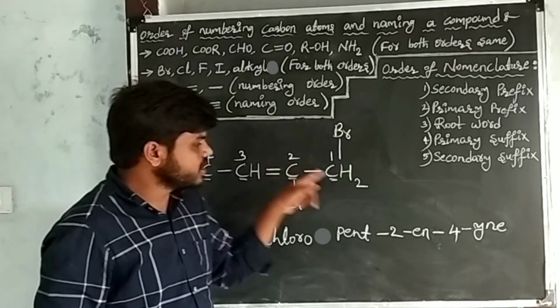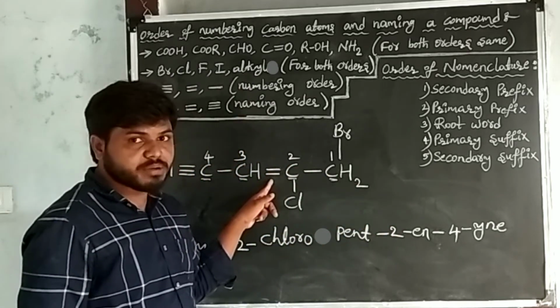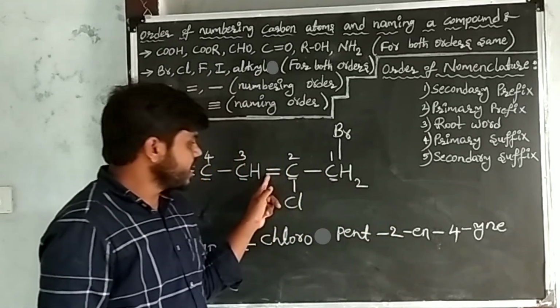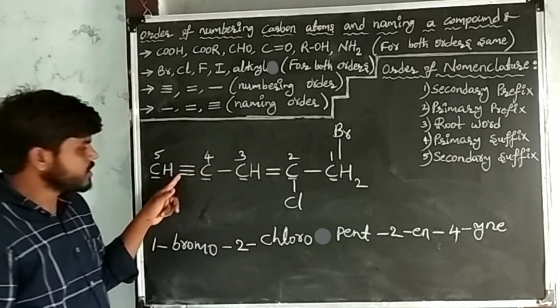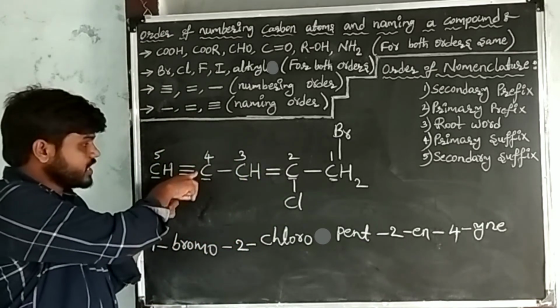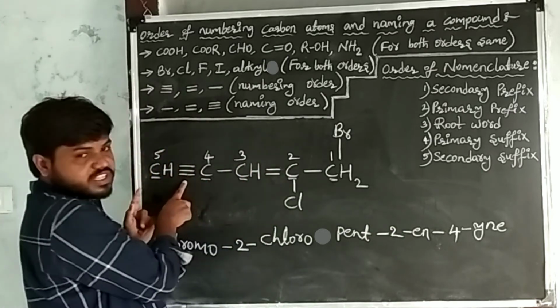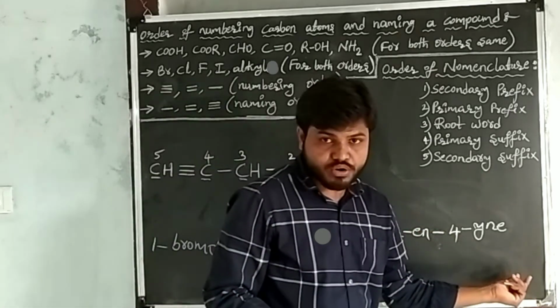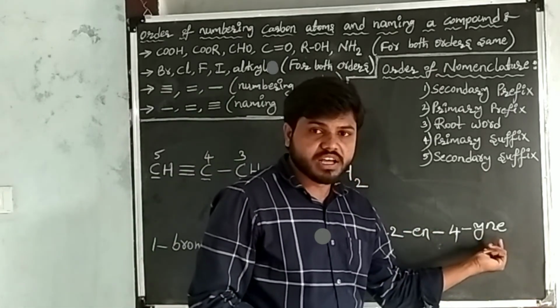Position of double bond is what? 2nd. And the suffix of double bond is what? "ene". After writing the double bond suffix, go to the triple bond. Position of triple bond is what? 4. And suffix of triple bond is what? "one". Okay, I write the position and suffix.